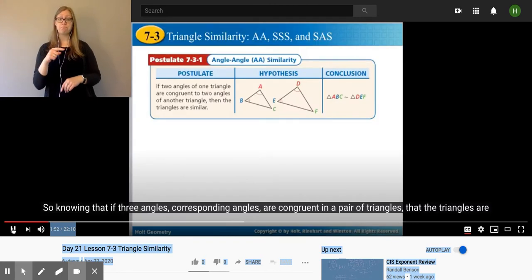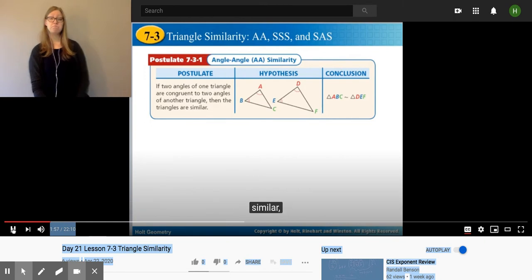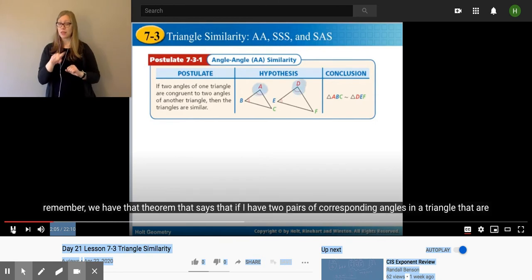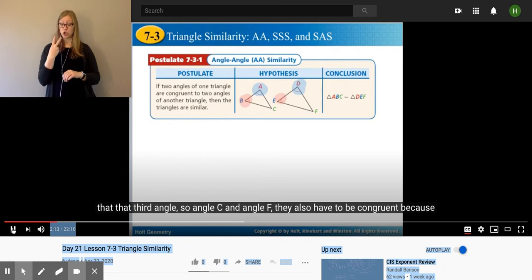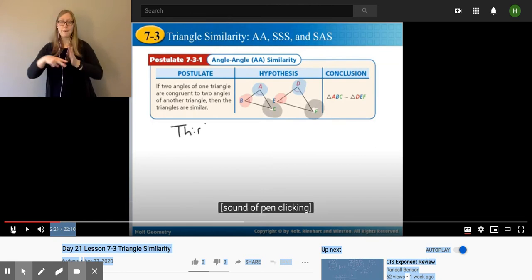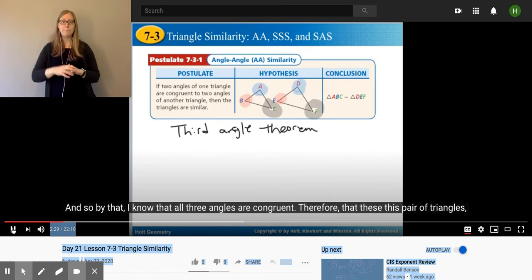So knowing that if three corresponding angles are congruent in a pair of triangles, the triangles are similar, do we need to know that all three are congruent? And we don't, because remember we have that theorem that says that if I have two pairs of corresponding angles in a triangle that are congruent, the third angle, so angle C and angle F, also have to be congruent, because it's called the third angle theorem. And so by that, I know that all three angles are congruent.